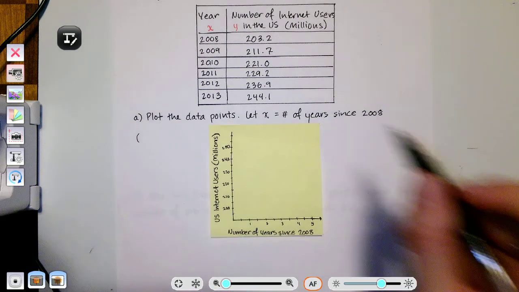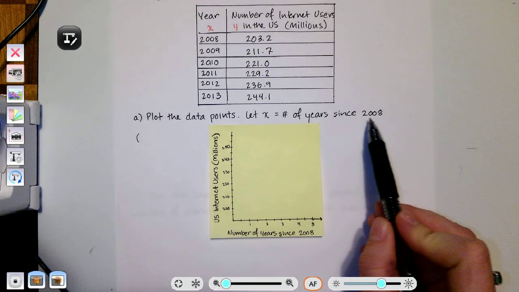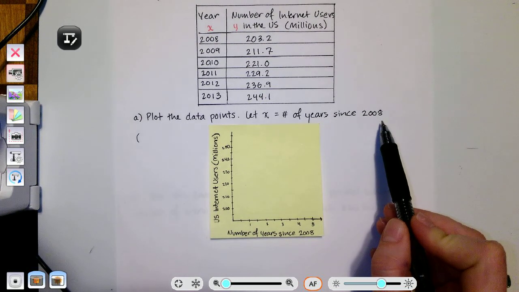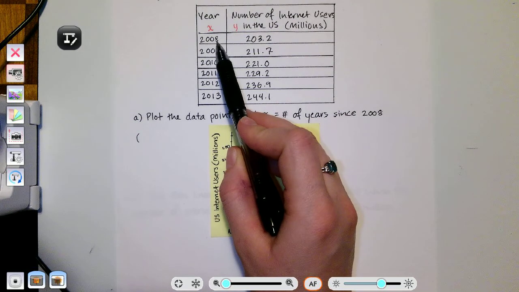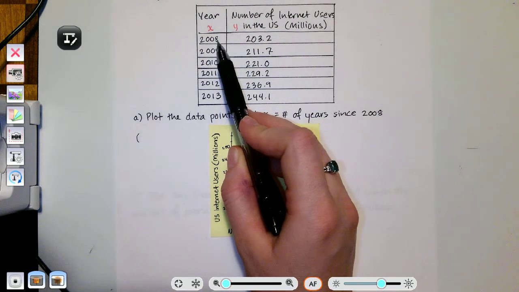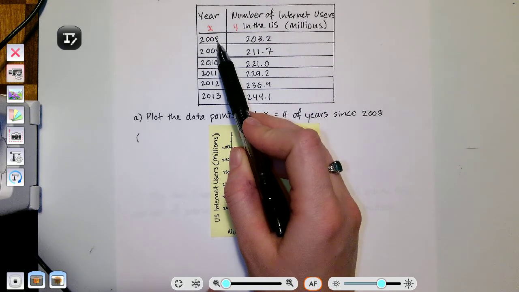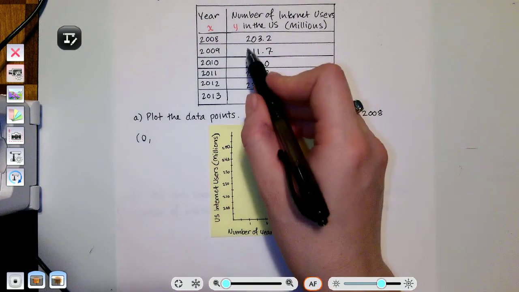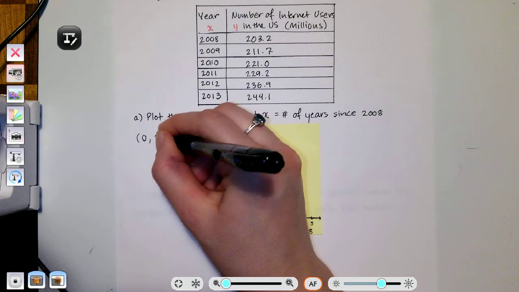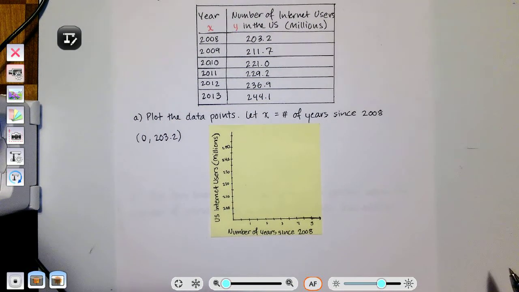So we have the number of years since 2008. What would 2008 be then? How many years has that been since 2008? Well, if you're in the year 2008, no years have passed since 2008. So that would be 0 years, and the matching value for that is 203.2. Go ahead and see if you can write down all of the data points. Pause the video and try that.